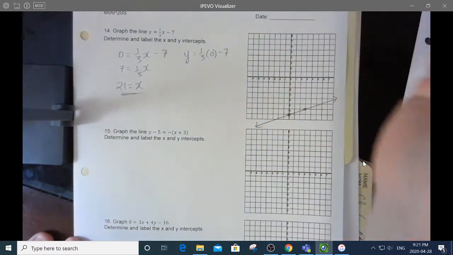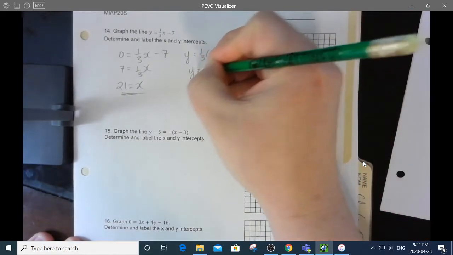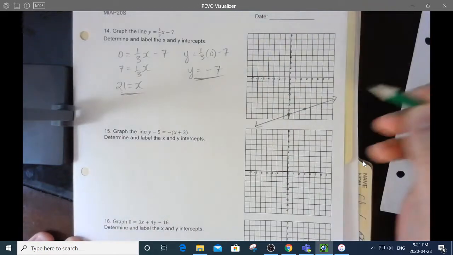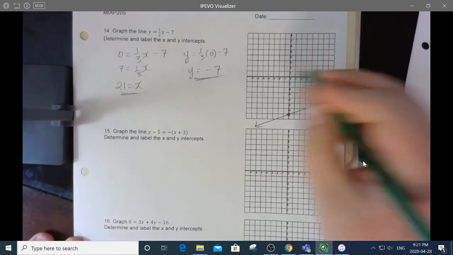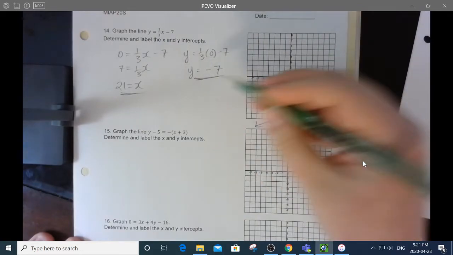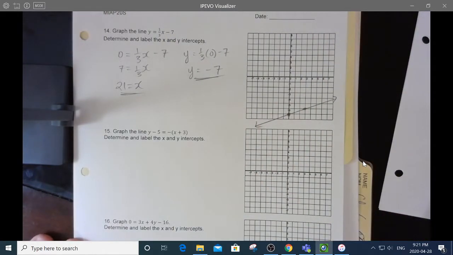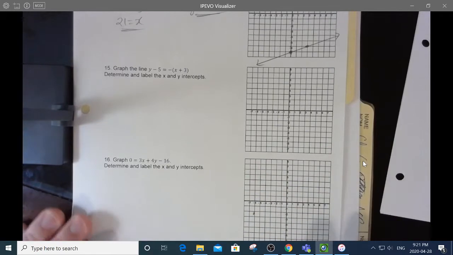And 1/3 of nothing is still nothing, so y is -7. And that makes sense, right? Because the x is going to be way over here someplace. Makes sense that it's 21. And I do know that one. I could just read it off the graph as -7. Okay, so graph this line.